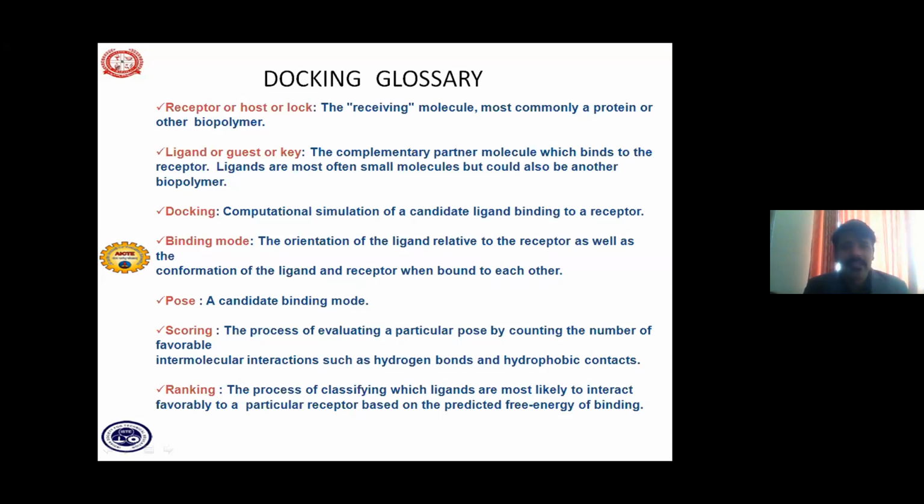Next is called binding modes. What do you mean by that? The orientation of the ligand relative to the receptor, as well as the conformation of the ligand and receptor when they are bound to each other.